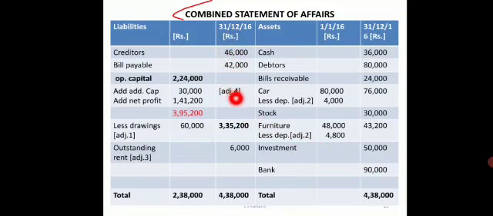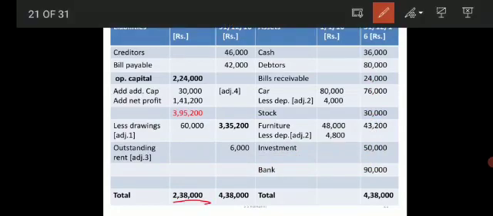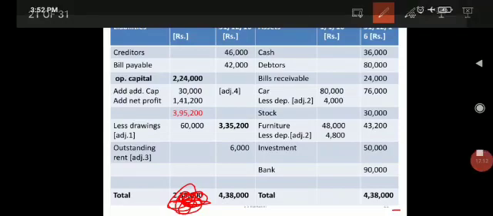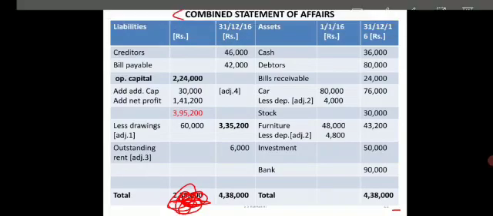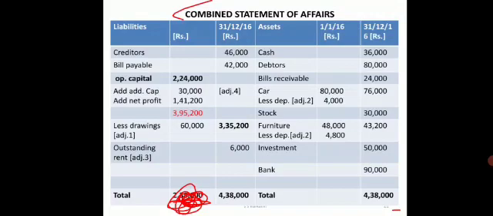Now total the liability side as well as the asset side. The totals of liabilities and assets have to be equal. So it will come to 4,38,000 and 4,38,000. So this will give me an end. If my assets and liabilities tally, it shows that my revised statement of affairs is correct. So this type of problem may come for 12 marks.